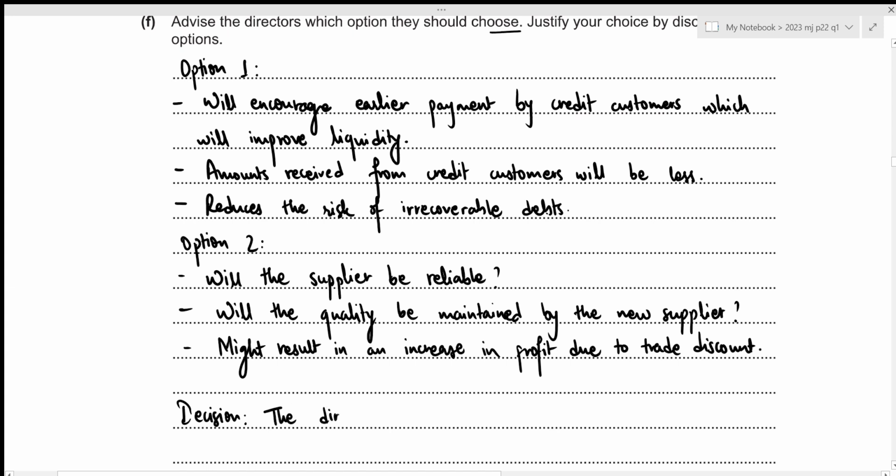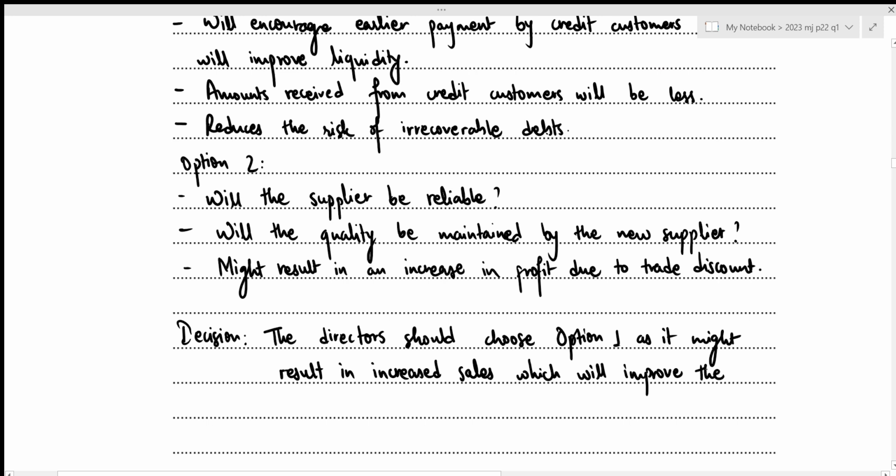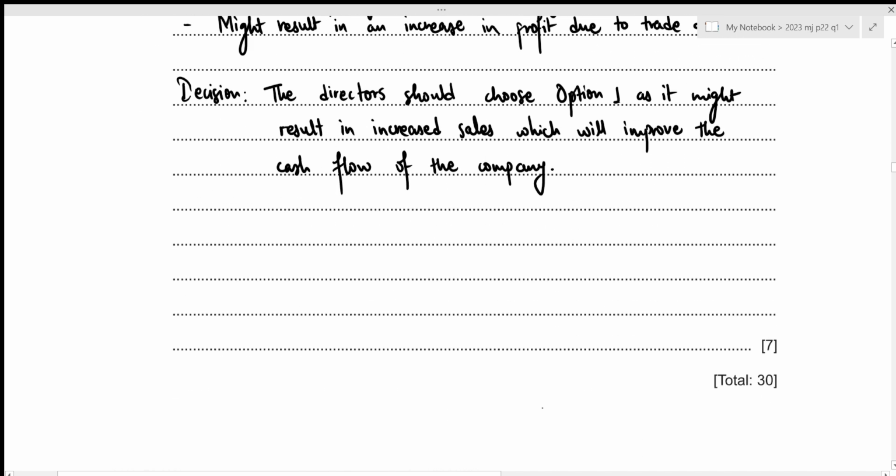The directors should choose option 1 as it might result in increased sales, which will improve the cash flow of the company. Okay, that's all for the 6th part as well as this entire question.